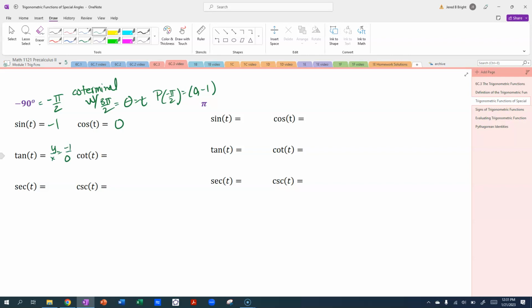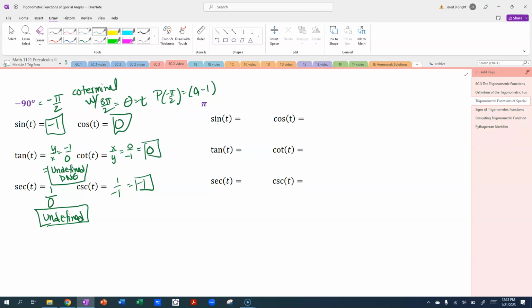That's problematic. We can't divide by 0. So what is this actually? Undefined, or sometimes you see DNE for does not exist. Either one. Cotangent would be the reciprocal, x over y, which is 0 over negative 1. This one does exist, it's just 0. Secant would be the reciprocal of cosine, so 1 over 0, which is also undefined. Then cosecant would be the reciprocal of negative 1, which is just negative 1. So I have my answers there.